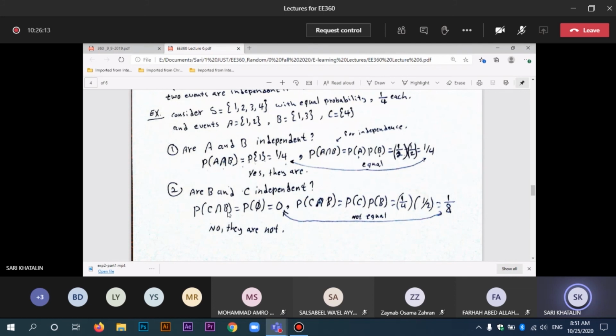Obviously, there's no common elements between them. It means the probability of the intersection is 0. However, the probability of C is 1/4 and the probability of B is 1/2, which means when we're multiplying them by each other it is 1/8. Obviously, 1/8 is not equal to 0. In this case, we can say that B and C are not independent.